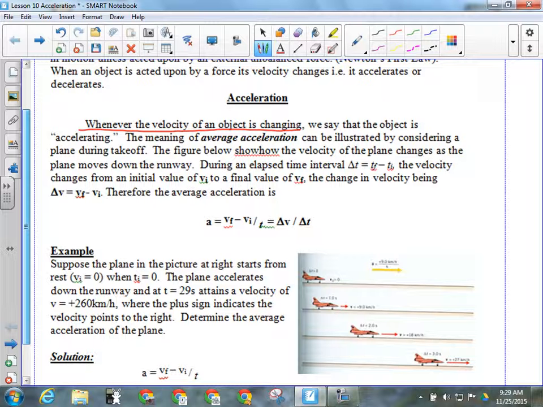All right. So the meaning of average acceleration is best shown, there should be a space in there, that's a terrible typo, can be illustrated by considering a plane during takeoff. Average acceleration, or we might even say uniform, might be a better word. Uniform acceleration is best shown by a plane taking off.